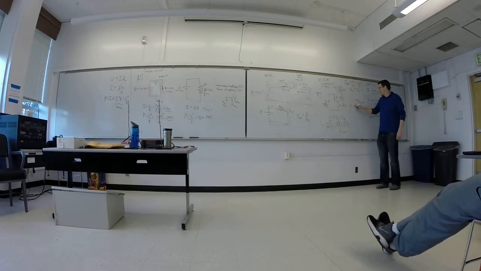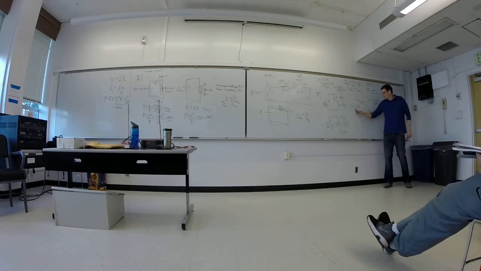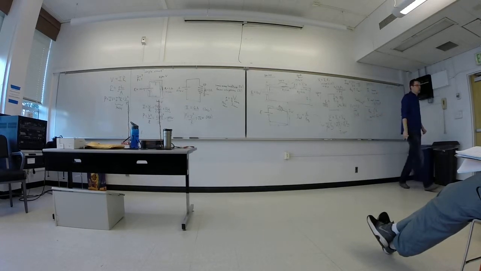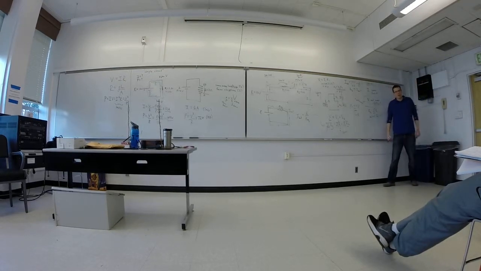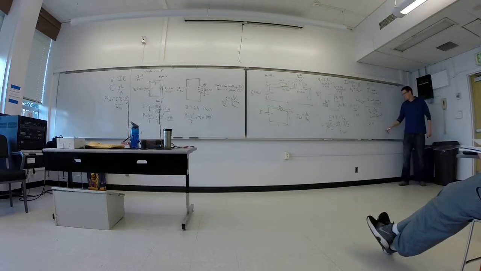P equals I squared times R. It's nice to see here, if everything has the same current, we notice that the power is proportional to R. Which means that if the resistance is larger, what is that going to mean about the power dissipation? It's larger.